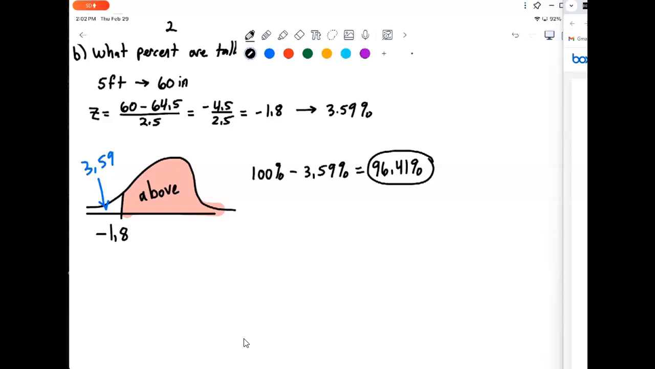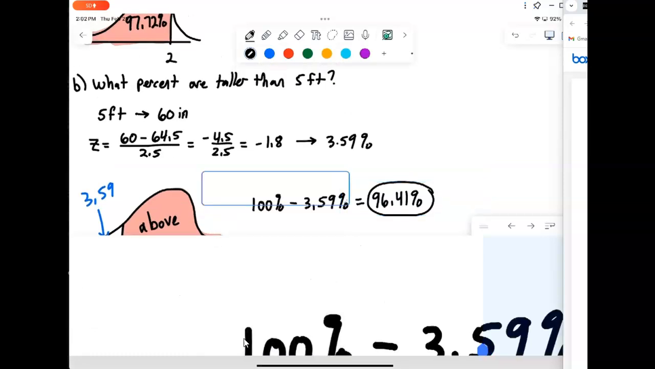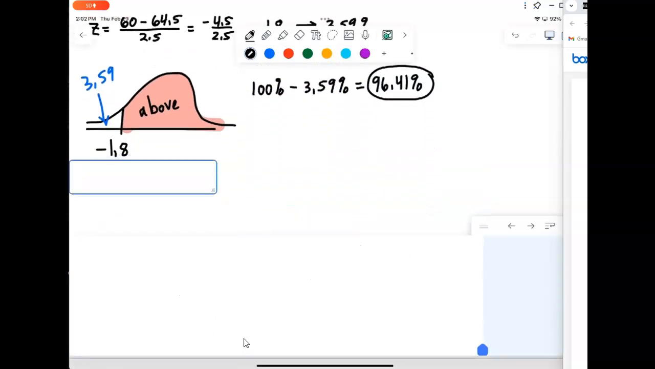Okay, and then there's one other type of question we can ask, and that's the percent that fall between a certain level. Okay, so let's take a look at that situation there.